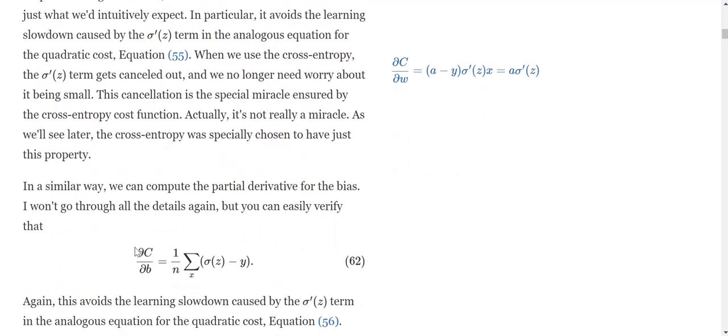And this is, as we'll see later, the cross entropy was specifically chosen to have just this property. In a similar way, when you take the partial derivative with respect to the bias, so this term, exact same process. Just in the end, you have wj xj plus b, and when you take the partial derivative with respect to b, the partial derivative can be split into the derivative of xj wj, which would be 0 with respect to b, and the derivative of b with respect to b, which would be 1.